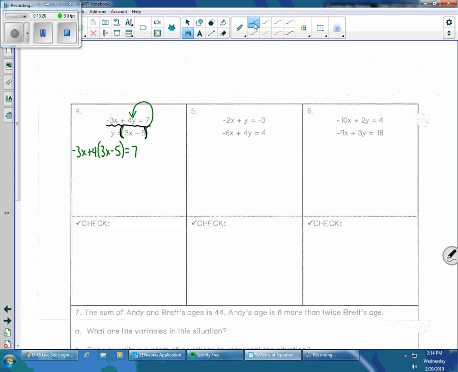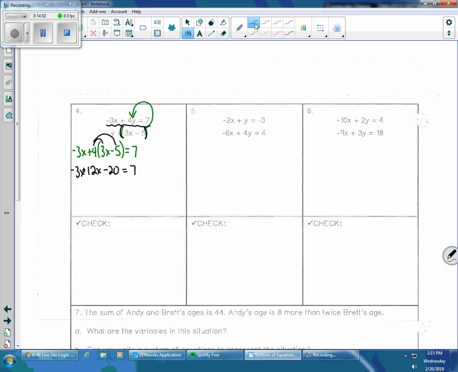What I would like you to do right now is pause the video, see if you can distribute that 4 to the parentheses, and then unpause the video and make sure you did the distribution correctly. 4 has to hit everything inside the parentheses. So I'll have negative 3x. 4 times 3 is 12. Oops, that should be a plus 12x. 4 times negative 5 is a negative 20 equals 7. So when I distribute it, I've got negative 3x plus 12x minus 20 equals 7.